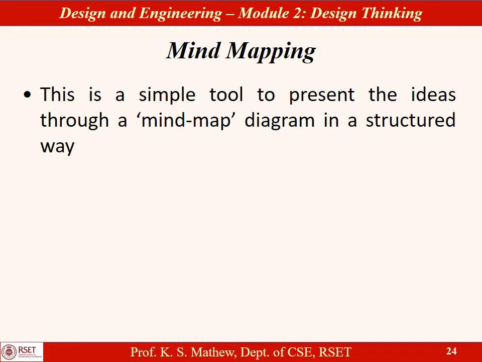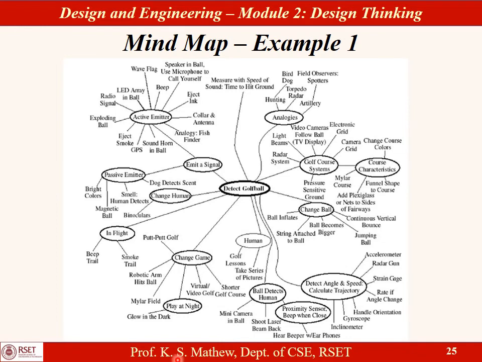Mind mapping is a simple tool again to present the ideas through a mind map diagram in a structured way. And this is a mind map of solutions suggested for solving a problem called detect golf balls. A golf ball is a small white ball, and when the player hits that ball, it flies very fast, and since it is very small and white in color, it is very difficult to detect the presence of the ball and recover that ball for reuse. So sometimes the balls will be lost, and they have to replace those balls for playing, right?